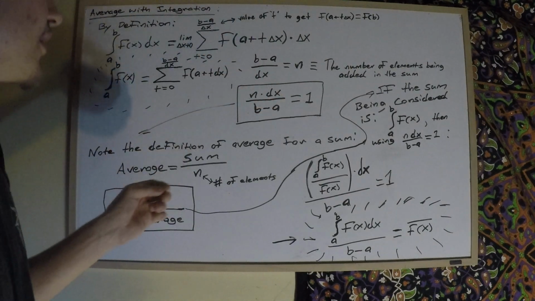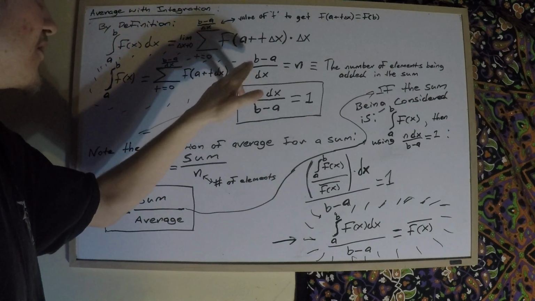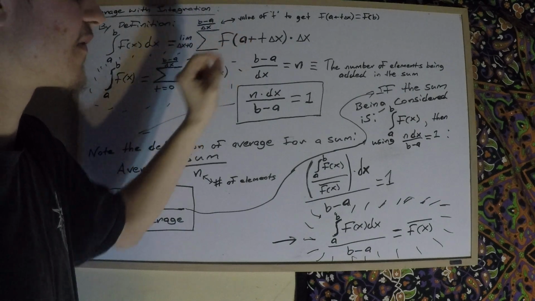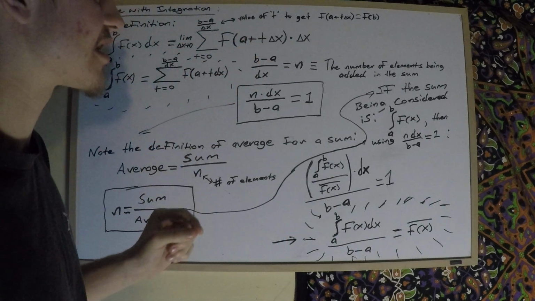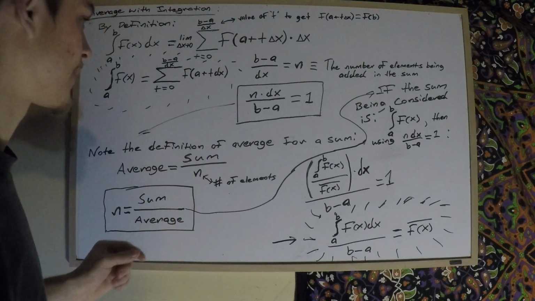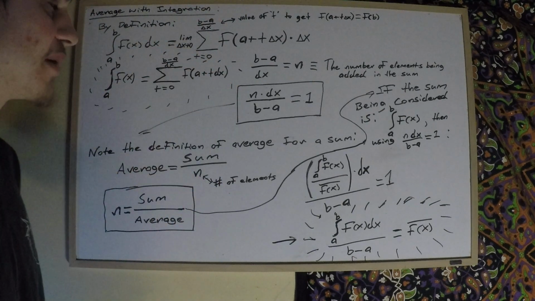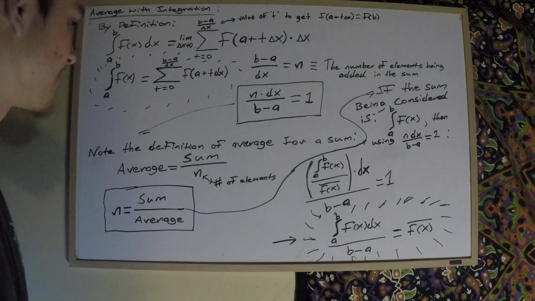So this value up at the top, b minus a over dx, that is equivalent to n, which is the number of elements being added in the sum. You could do some algebra, you get n times dx over b minus a is equal to 1.